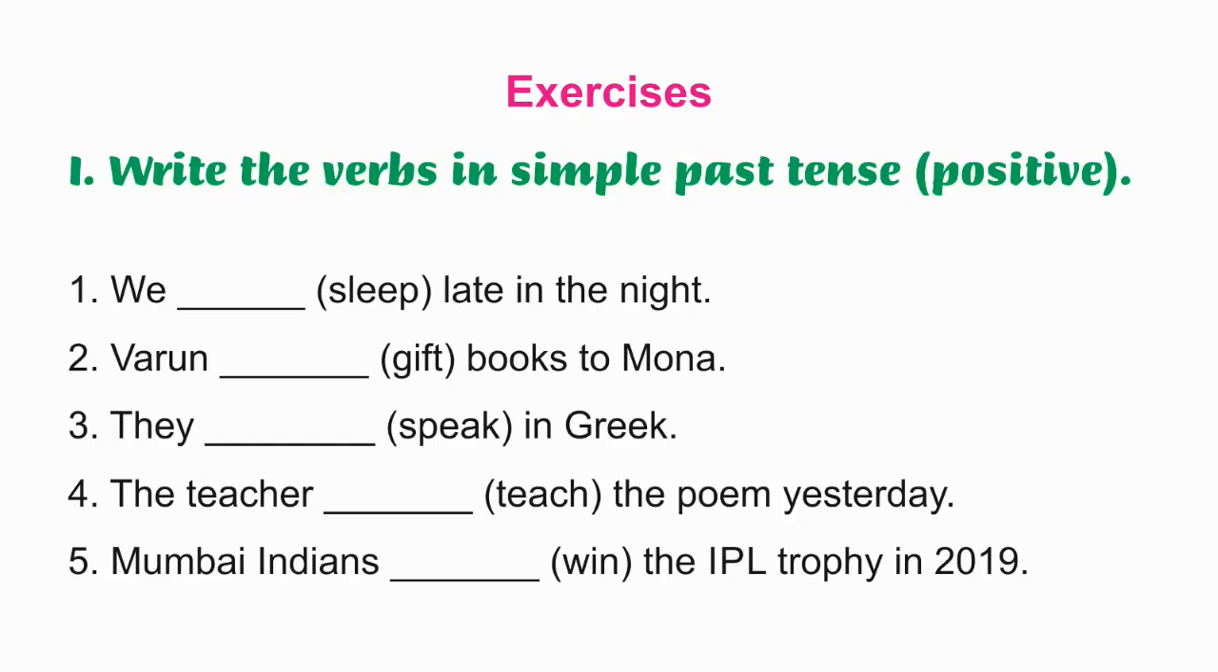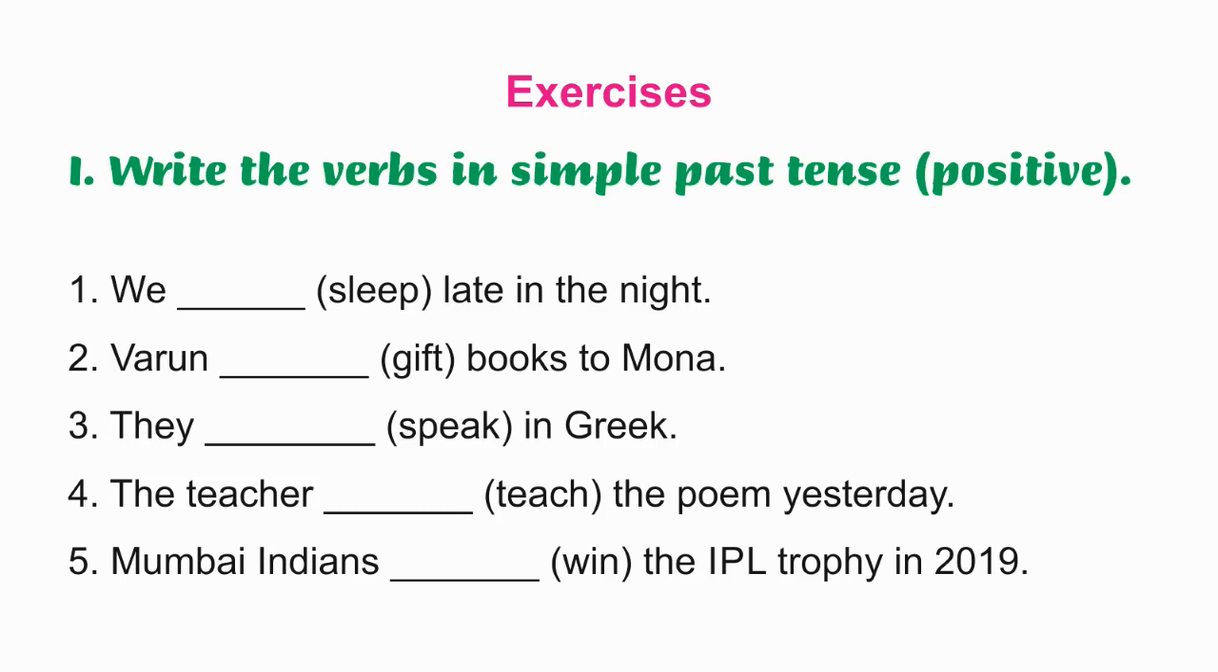Exercise number 1. Write the verbs in simple past tense in positive form. Sentence number 1. We blank slept in the night. The verb in brackets, sleep. Any answers? Yes, you're right. Slept. S-L-E-P-T. That's the past of sleep.